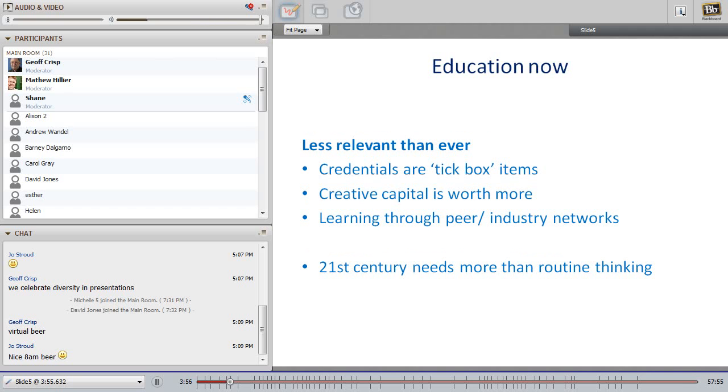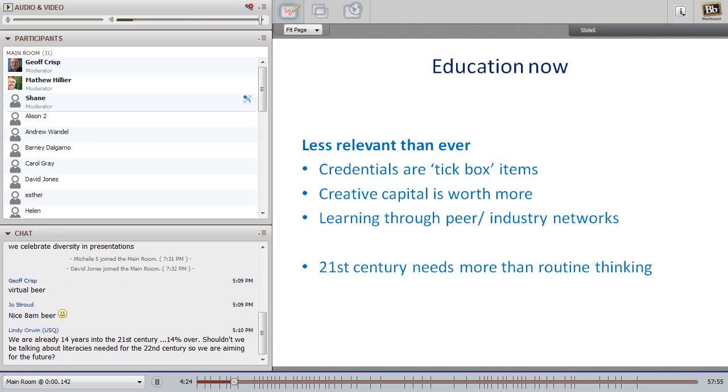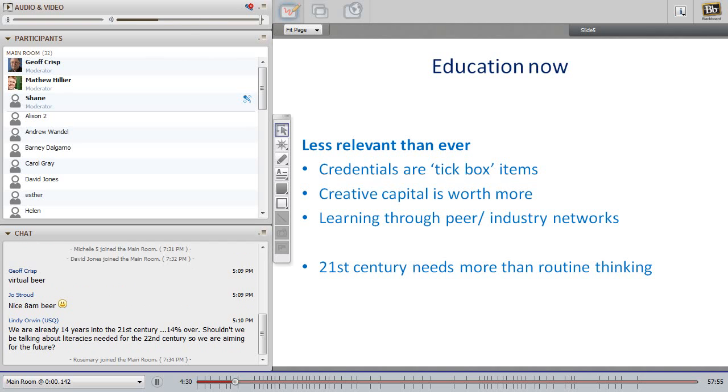But at the same time, education has also become less relevant than ever, where credentials are tick-the-box items, and creative capital is actually seen to be worth more. I think that was well illustrated in the Wellington Ascalite discussion, where one of the students asked why we actually go through education now, when a lot more can be developed through creative capital, through peer and industry networks, and the development of those networks and entrepreneurial skills. So the 21st century, to wrap it all up, needs more than routine thinking. We need to build in things that Dan Pink now calls curation. There's a buoyancy and an incubation phase as well.